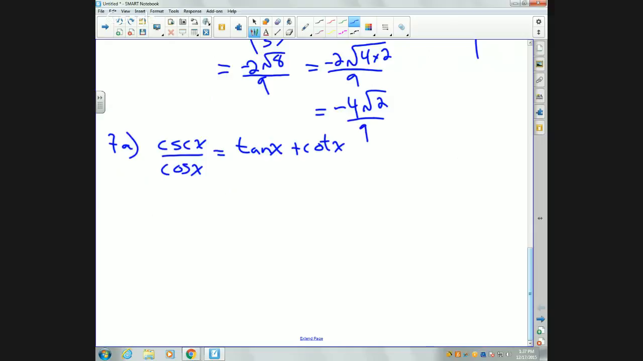I would say the first thing you want to do here is replace everything with sines and coses, because we've got some sines, some coses, some cosecants, and some tans. So let's just replace those.